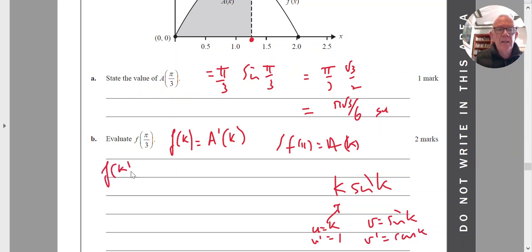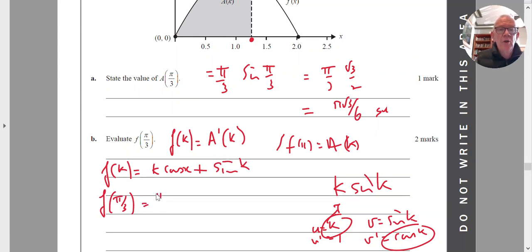So f of k is going to equal k times the cos of k plus 1 times the sine of k, and f of pi on 3 will be the y value when k equals pi on 3, will be pi on 3 cos of pi on 3 plus the sine of pi on 3, and that's going to be 1/2 times the cos of pi on 3 plus root 3 on 2, which will give you pi on 6 plus root 3 on 2 as being the value of f of pi on 3.